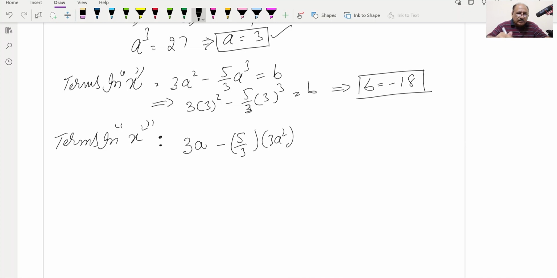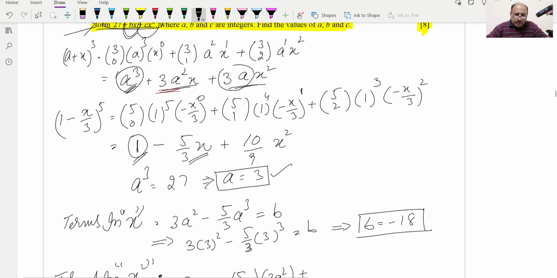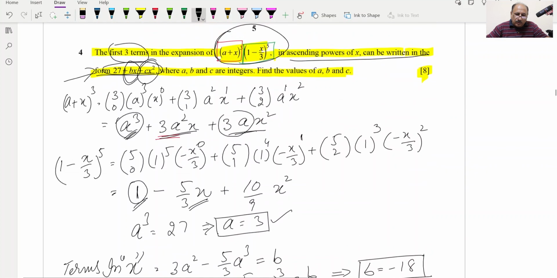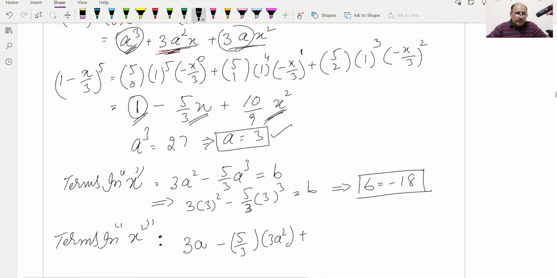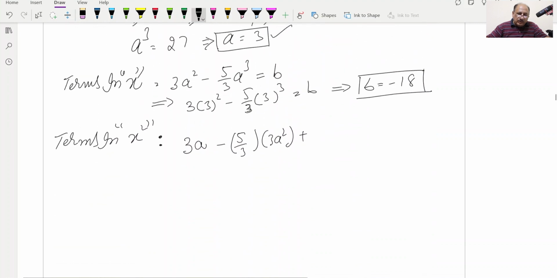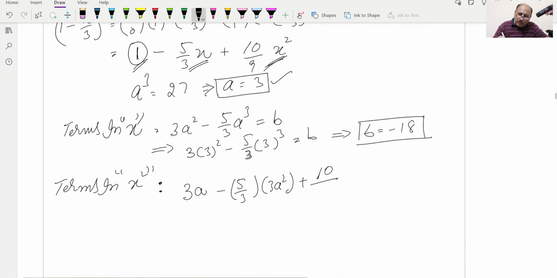This will be the coefficient of x squared. And the last term which we'll get will be when this x is multiplied with this x squared. So x squared will be this one and x will be this one. So this will be 10 over 9 of a cubed. This will be the x squared term, and this will be equal to c.